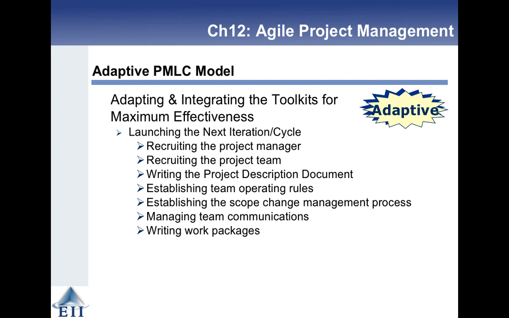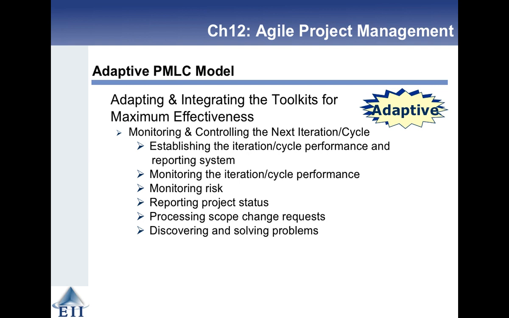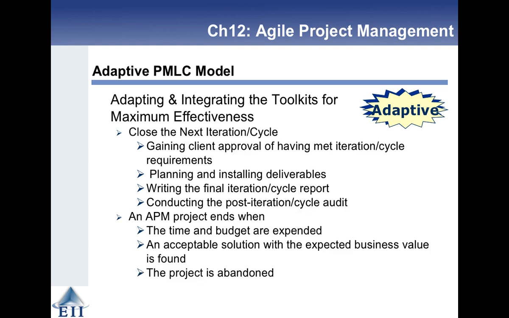When you launch, you've got to get the project manager, the team, you've got to write the description, and establish the operating rules, etc. When you're monitoring and controlling, you need to have some sort of performance and reporting system. You need to be able to monitor the iteration, monitor risk, report status, process scope change requests, and figure out how to discover and solve problems.